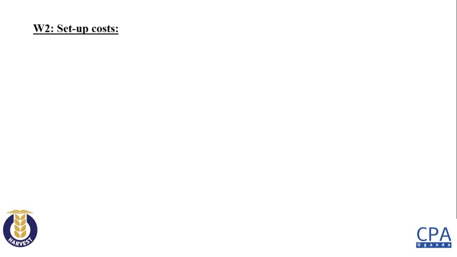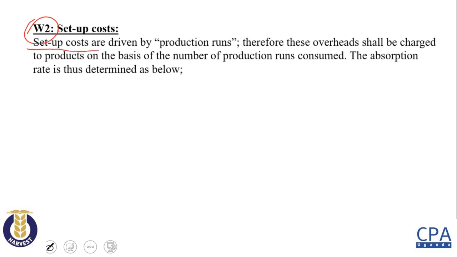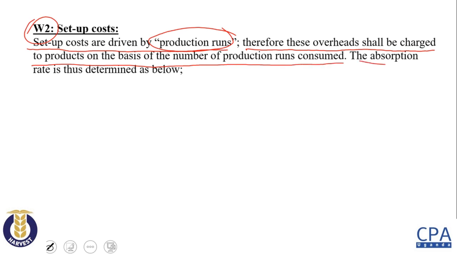So in my working number 2, we have the setup costs. We are going to treat and charge the setup cost to the 4 products. So this is our working number 2. And beginning with a remark here, we are saying that the setup costs are driven by the production runs. As we have seen in the question, the production runs are the cost drivers of the setup costs. Therefore, these overheads shall be charged to products on the basis of the number of production runs consumed by the 4 different products. The absorption rate is thus determined as below.